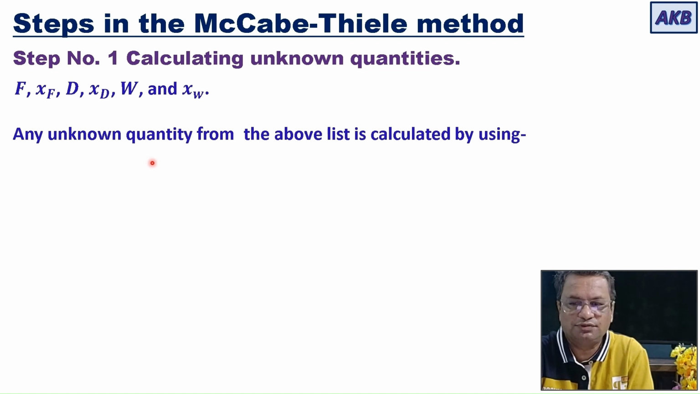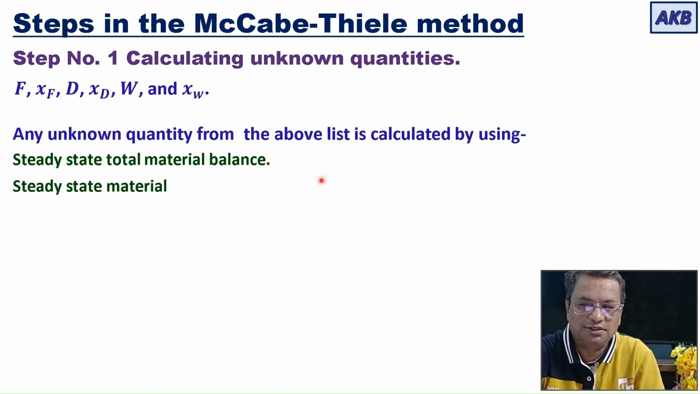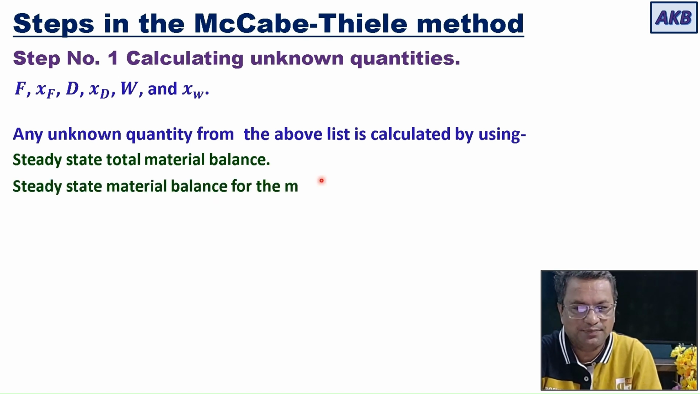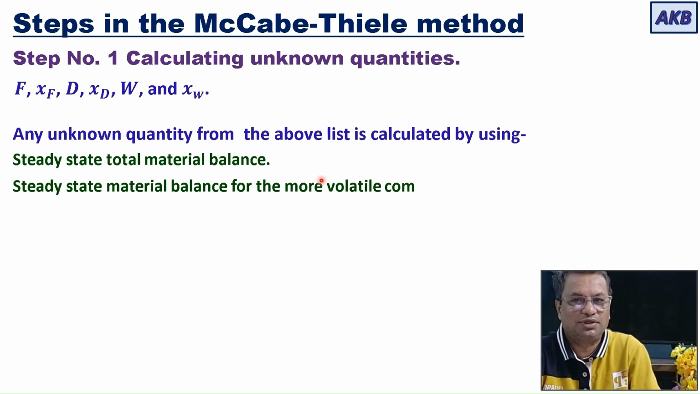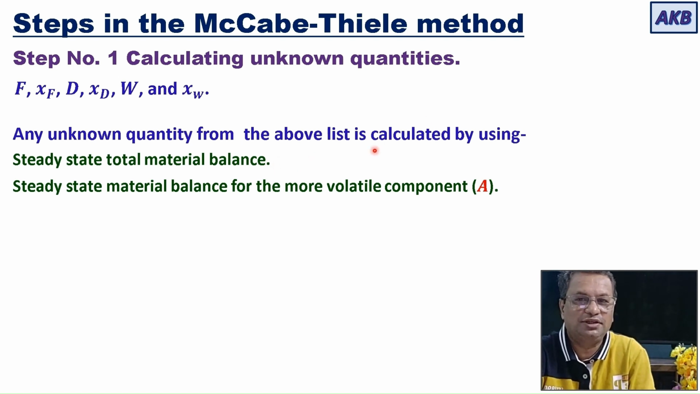And how are you going to calculate that? For that, you are going to use the steady state total material balance and the steady state material balance for A, which is the more volatile compound. So you have 2 equations that can be used to find any unknown quantity.